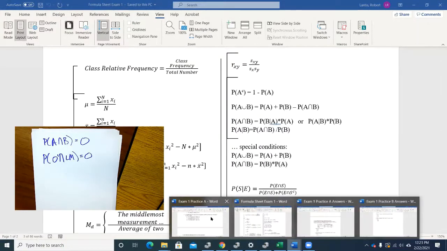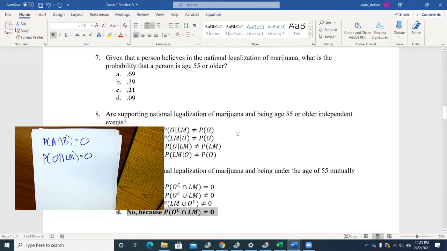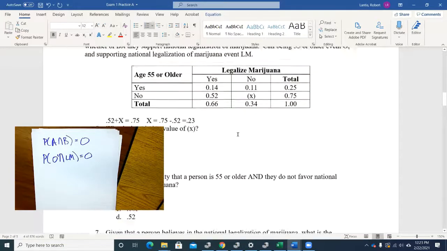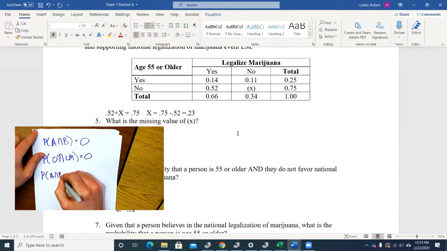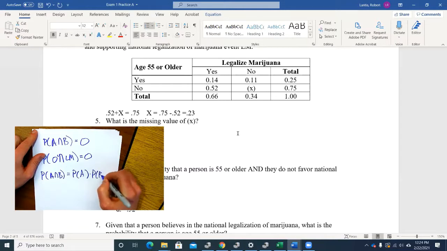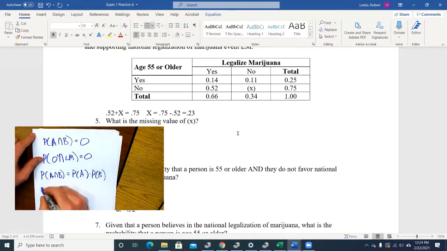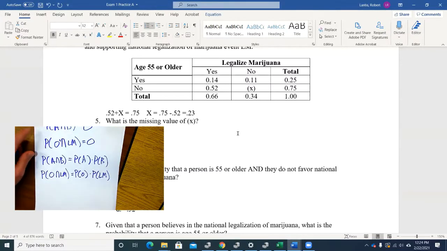Okay, so let's go back. We're looking at this table. What that equation, that special condition, is saying is that if A and B is equal to simply the probability of each event multiplied by each other, we know they're independent. So for us, this would be older than 55 and wanting marijuana legalized. If that's equal to the probability of being older than 55 times the probability of wanting marijuana legalized, then these will be independent events. Okay.